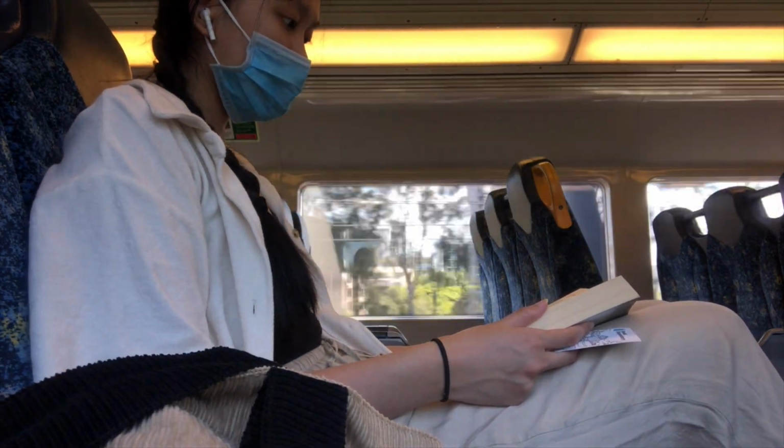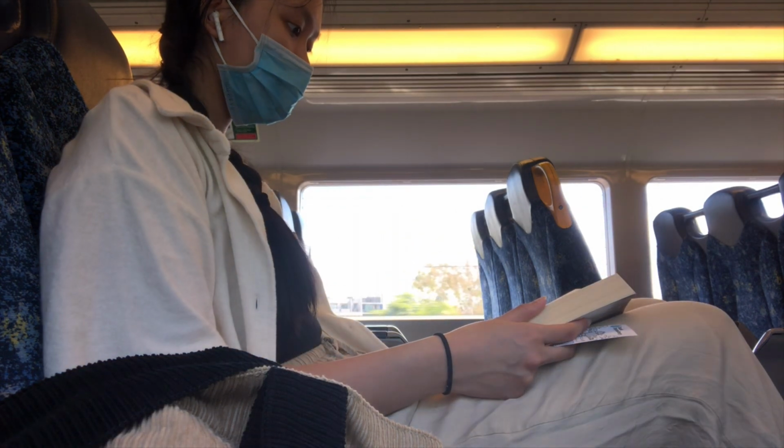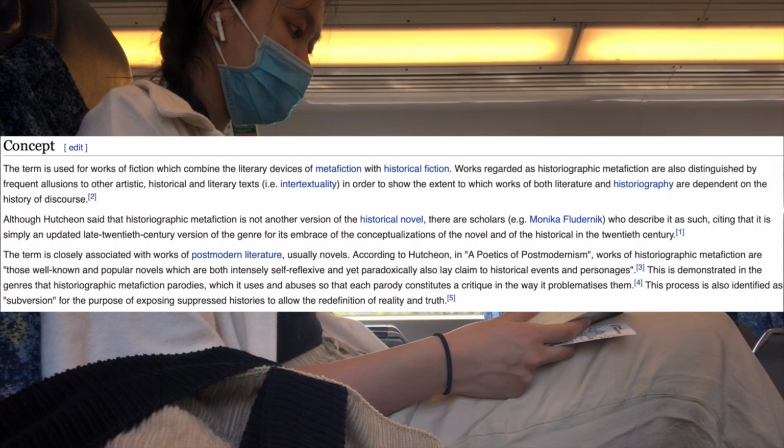So I chose historiographic metafiction. It's a term that's coined by Linda Hutcheon, who is a literary theorist. So according to Wikipedia and Google, it basically shows the impossibility of objectively and transparently representing the past, whilst also signifying the importance of history.